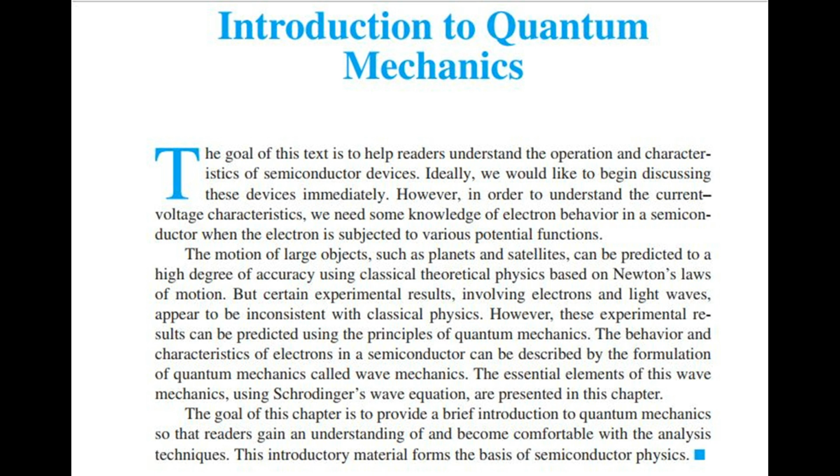The behavior and characteristics of electrons in a semiconductor can be described by the formulation of quantum mechanics called wave mechanics. The essential elements of this wave mechanics, using Schrödinger's wave equation, are presented in this chapter. The goal of this chapter is to provide a brief introduction to quantum mechanics, so that readers gain an understanding of and become comfortable with the analysis techniques. This introductory material forms the basis of semiconductor physics.